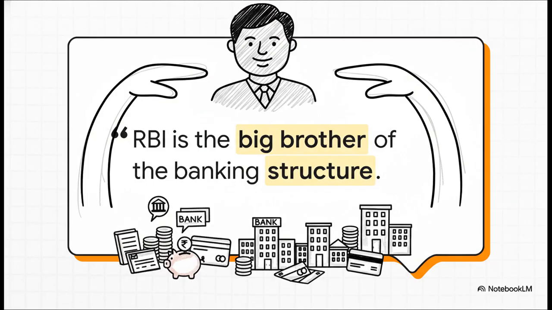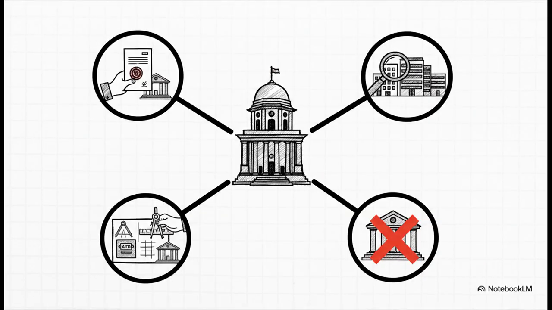You could almost call it the big brother of the whole banking structure, watching over everything to make sure the system is stable and safe for all of us. The RBI is really the one setting all the rules of the game. It decides who gets a license to even become a bank. It sets the guidelines for everything from where you can open a branch to how many ATMs you need. It regulates all the different kinds of banks, public, private, you name it. And yeah, it even has the power to cancel a bank's license and shut it down if things go wrong. It's all about one thing, keeping the entire system stable.